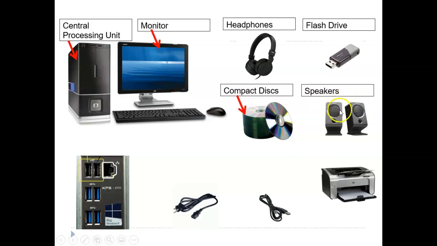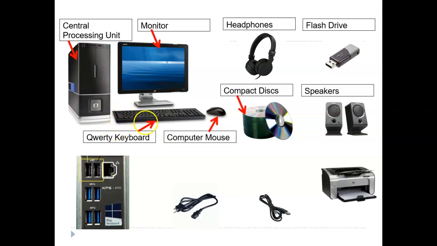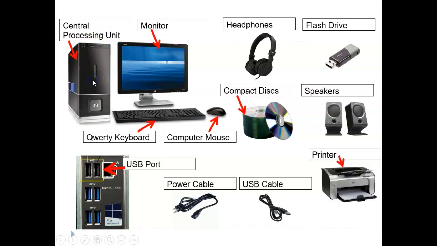Speakers, we use laptops in class, so our speakers are built into our laptops. The QWERTY keyboard, it's called a QWERTY keyboard because if you look at the Q, W, E, R, T, Y, it spells QWERTY. Of course, a computer mouse, we use computer mice in this class, it makes things a lot easier. And USB ports, you can find those on the back of the computer, the central processing unit or the tower. Power cables, USB cables, and printer. You can find our printers. We have two on a table and one large one near my desk.